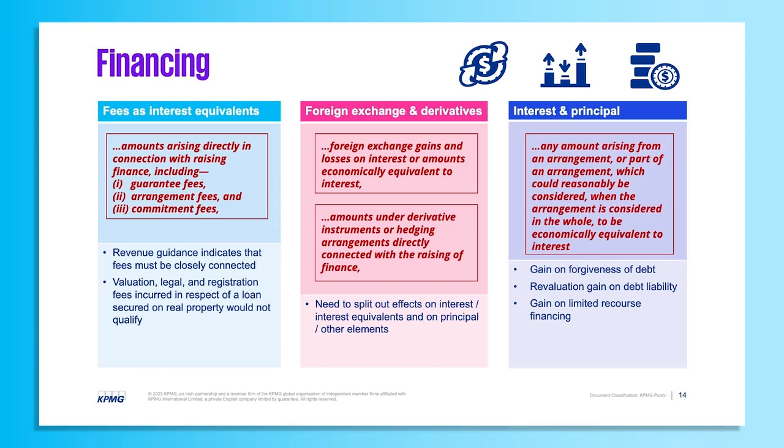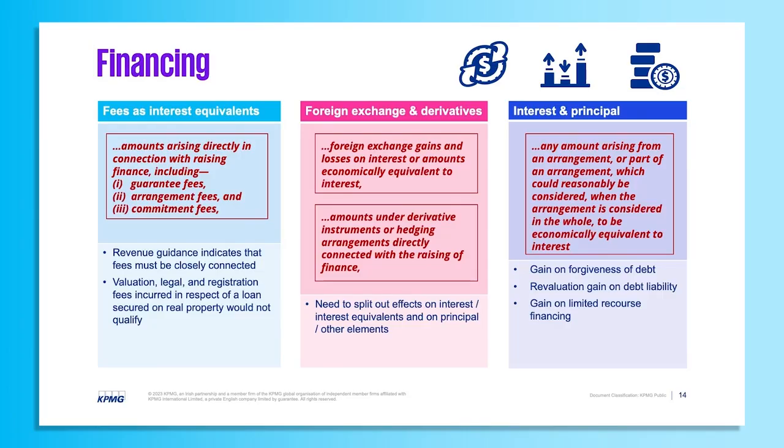But fees that are not directly connected with raising finance, such as valuation fees, legal fees, or registration expenses in acquiring a property, for example, will not be considered interest equivalent. Foreign exchange gains and losses on interest, or amounts economically equivalent to interest, are also in scope of ILR, as well as amounts under derivative instruments, hedging arrangements, to the extent that they are directly connected with raising finance. Any foreign exchange movements must be split between the portion that is referable to the principal and the portion that is referable to interest. The portion that relates to the interest element should be considered interest equivalent.